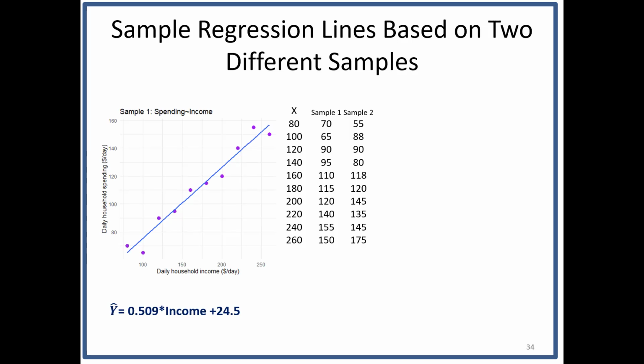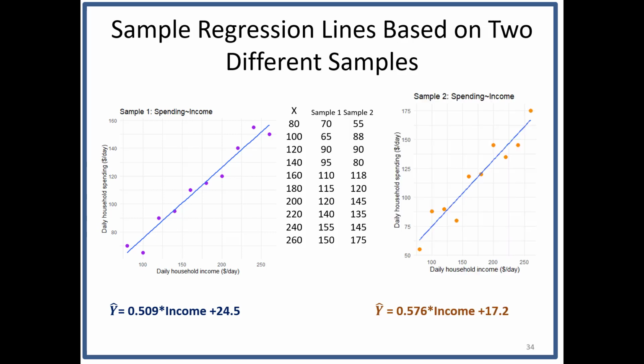Here is our sample 1, where we get y hat equals 0.509 times income plus 24.5. Sample again, and we get y hat equals 0.576 times income plus 17.2. So why are these numbers shifting? We know what our population function looked like.